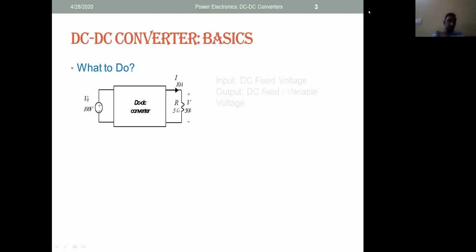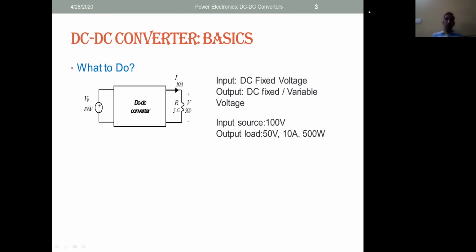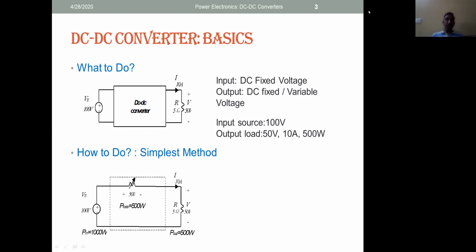This load, for example, is specified with 50 volt, 10 amperes, means 500 watt load, and the source is naturally capable of delivering 1 kilowatt, 100 volt into 10 amperes. Then how to realize it? The simplest method: whatever you want, supply to load, the rest dissipate in the resistor. So I converted this black box into a variable resistor, which is capable of sustaining 10 amperes at least. So I selected a variable resistor which can dissipate 500 watts.